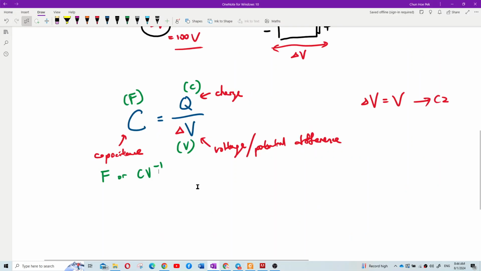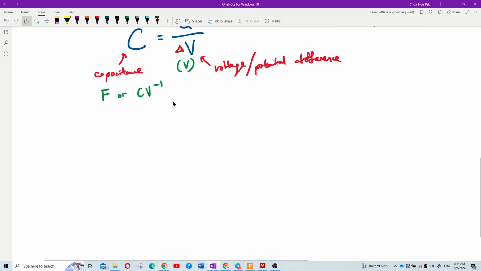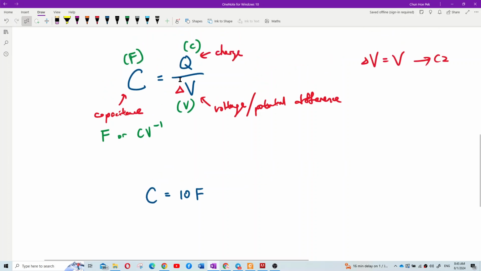What does it actually mean that capacitance is charge over voltage? Let's say I give you a value, 10 farad. What does 10 farad mean? You apply this formula: 10 farad is 10 coulomb per volt. What does 10 coulomb per volt mean? It means 10 coulomb over 1 volt.